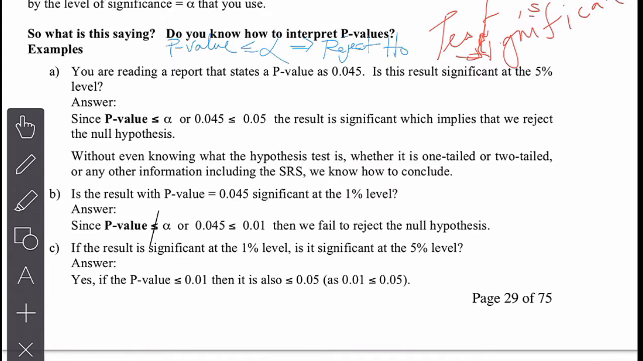In that case, that result would not be significant. We would fail to reject. So test is not significant.